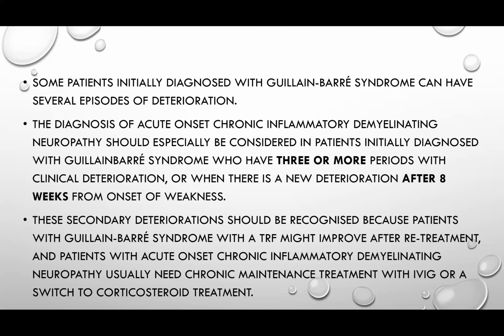These secondary deteriorations should be recognized because patients with GBS with a treatment-related fluctuation might improve after retreatment, and patients with acute onset chronic inflammatory demyelinating neuropathy usually need chronic maintenance treatment with immunoglobulin or switch to a corticosteroid treatment. That's a different category. A person who has chronic inflammatory demyelinating neuropathy, you may continue the IVIG periodically, or if it is too unaffordable, then you may have to put them on steroids. Unlike the patient who has TRF, who after a second treatment will become all right. That is the difference.